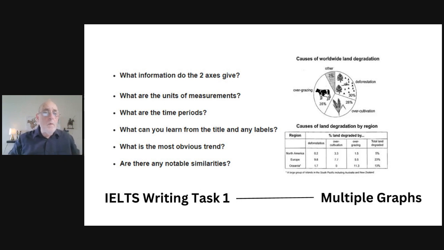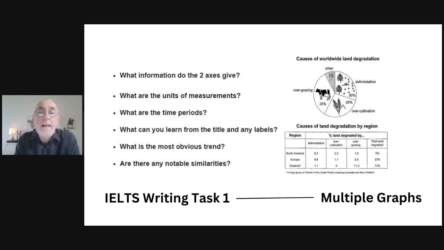So we want to look at what information do we have in the axes. Well, in this case, we're not dealing with a line graph or a bar graph, so we don't have to deal with axes. But if we did have a bar graph or line graph, this is what we'll look at. But we do have units of measurement in our pie graph and our table, and these are percentages.